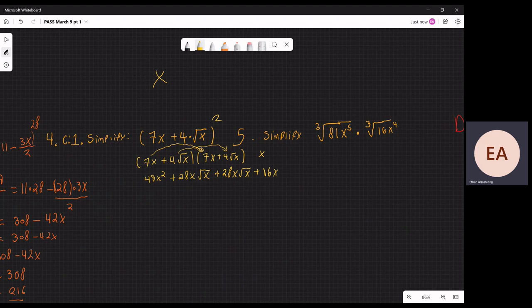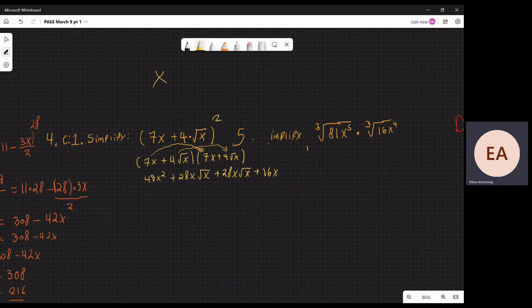One way to think about multiplying these two square roots together is the square root of x, you could also write it as x to the power of 1/2. And so if you're multiplying x to the power of 1/2 by another x to the power of 1/2, your exponent rules tell you that you add exponents. So x to 1/2 plus 1/2 would equal x to the power of 1. So that's just another way of thinking about it.